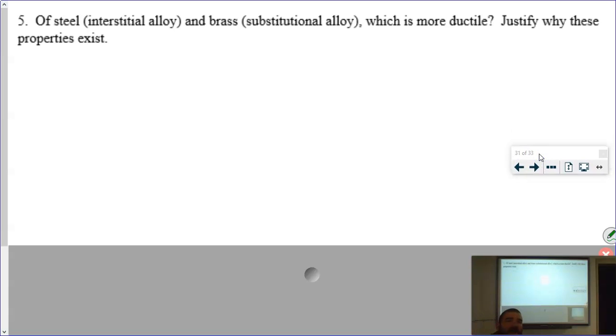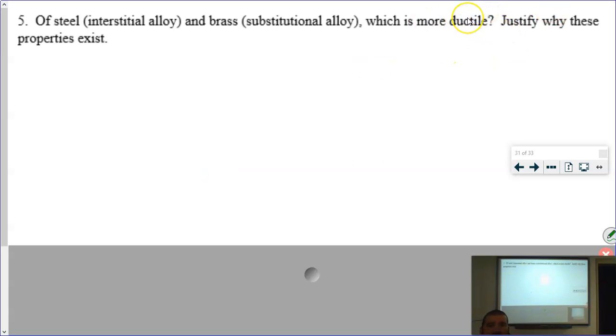Of steel and brass, which is more ductile? Ooh, fun. So this is the whole alloy thing, right? We have 2 different types of alloys that we're looking at. One is steel, which is an interstitial alloy, which means that the atoms of the metal or carbon in this instance are different sizes. So the carbons kind of tuck into those little spaces. Brass is a substitutional alloy, which uses copper and zinc, and the atoms are almost the exact same size, so they just kind of substitute or replace one another in that structure.